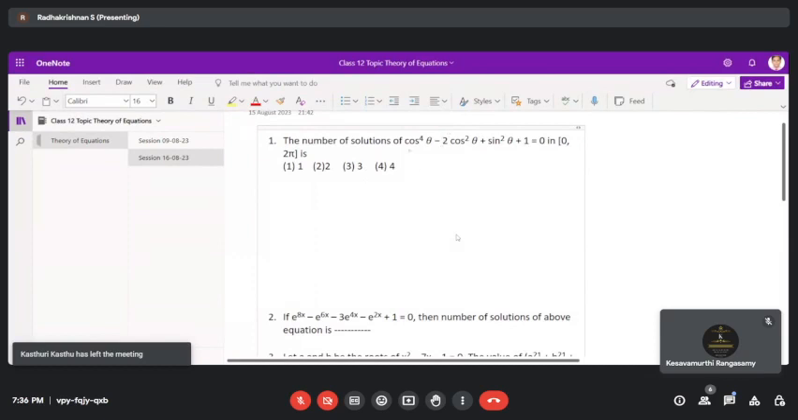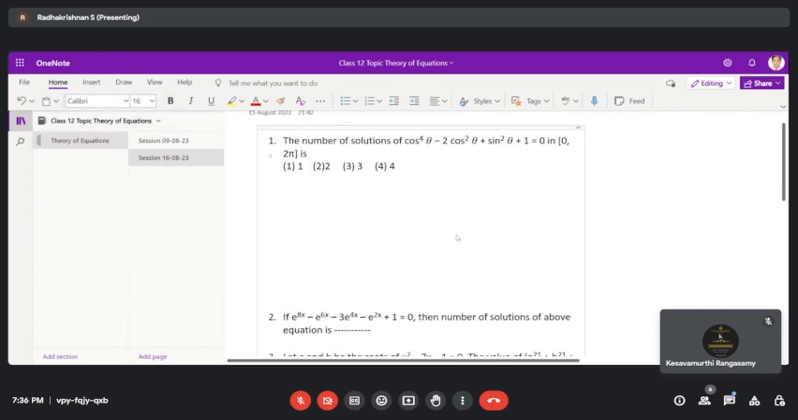So in such equations, to solve them we do substitution. So how did you do it? Sir, I took cos squared theta as y. Then it came as y square minus 2y plus 1 plus sin squared theta, sir.